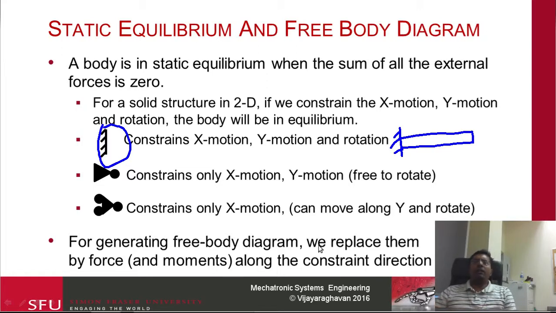Generally, since we are interested in finding the forces at these constraints, we replace these constraints with corresponding forces. If the object cannot move in the X direction, the support needs to apply an X direction force to prevent it from moving along the X direction. So based on the number of constraints that we have, if you have an x, y and rotation constraint, you apply two forces, Fx and Fy, and a moment to prevent the rotation.